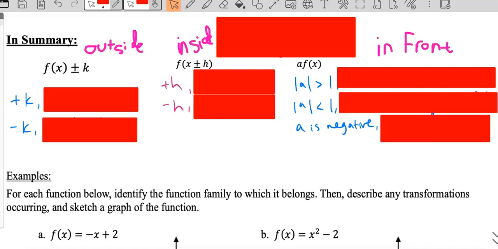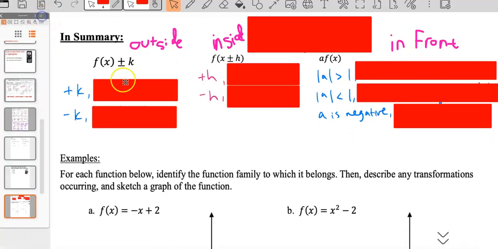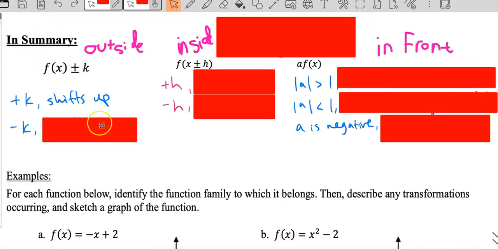So here are the 2 things. If your k value is positive, that is going to shift the graph up. If your k value is negative, that is going to shift the graph down. Okay? So the number behind it, outside of it, will tell you if your graph is shifting up or down.